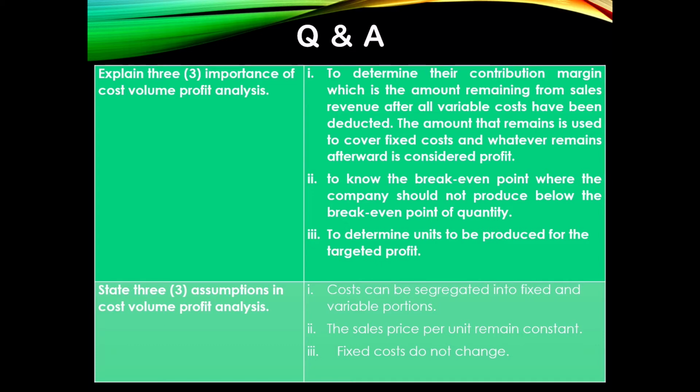Question 2. State three assumptions in cost volume profit analysis. 1. Costs can be segregated into fixed and variable portion. 2. The sales price per unit remain constant. And 3. Fixed costs do not change or remain constant.